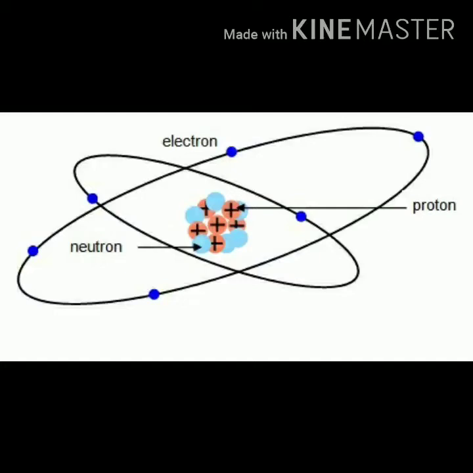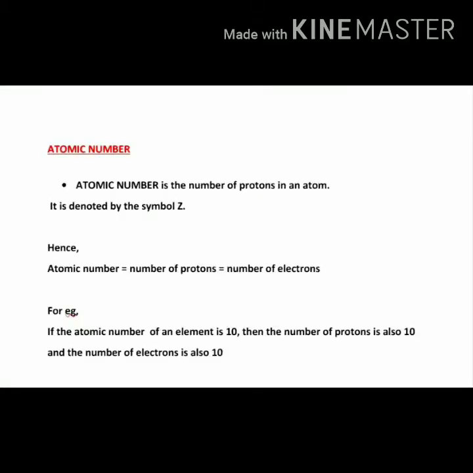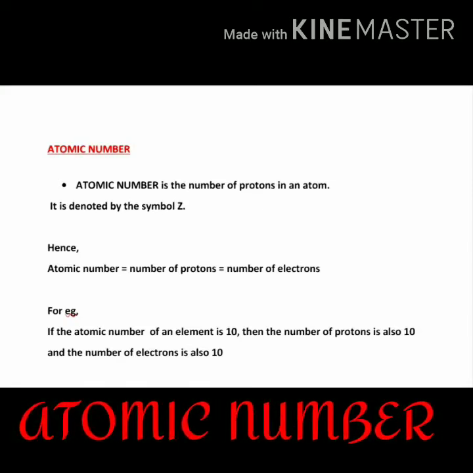Today, we will be studying about the atomic number and mass number. We will also learn how to calculate the number of protons, neutrons, and electrons from the given atomic number and mass number. So first, let's come to the atomic number.